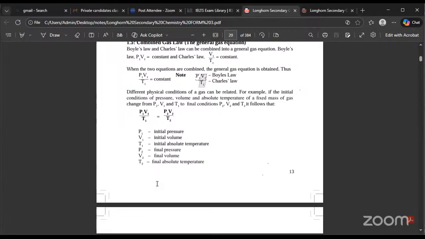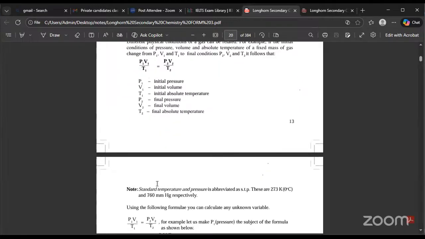I want you to remember the formula for Boyle's law. I want you to remember the formula for Charles' law, and I also want you to remember the formula for the combined gas law. We'll talk about that one later. There's a question that is normally in the KLB. I hope to get it. If I do, I'll give you that question so that you try.